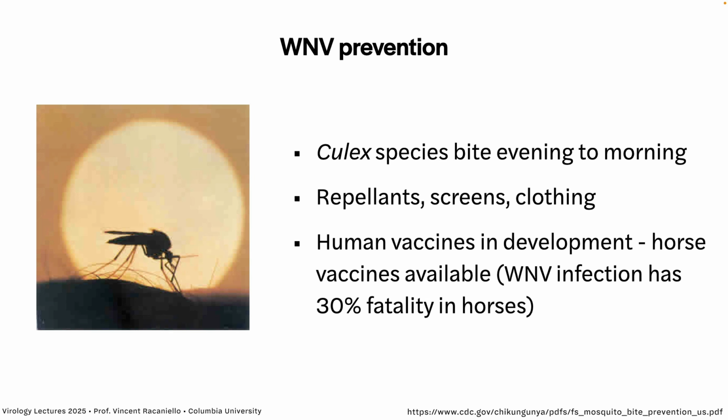So how do you prevent it? Well, culicine mosquitoes bite from the evening to the morning. So if you're planning on going out, dress properly. You use repellents, proper clothing. Your house should have screens on it. And as I said, we have a human vaccine in development, and a horse vaccine is available. There's a 30% fatality in horses. If you have a racehorse, you need to vaccinate it.